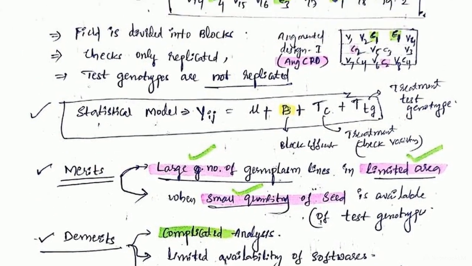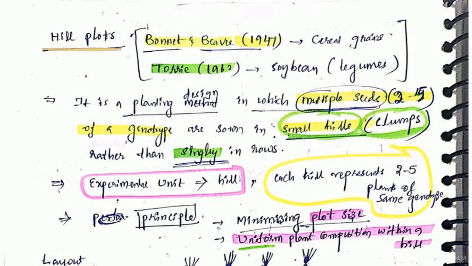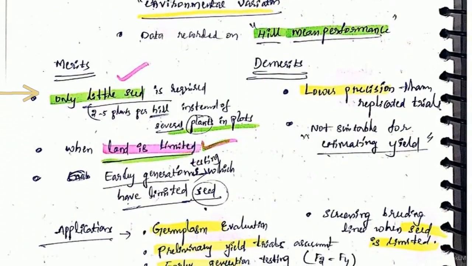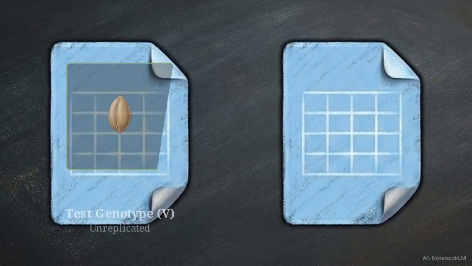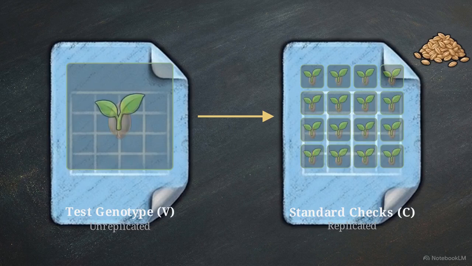Here is the mechanical workaround. You plant standard check varieties, marked with a C, multiple times to estimate error. Your rare test genotypes, marked with a V, are planted only once. Another physical layout for this scenario is the hill plot design, which conserves space and material by planting seeds in small clumps instead of rows. A severe lack of material does not excuse a lack of rigorous science. Breeders simply shift the burden of replication onto their standard check varieties.